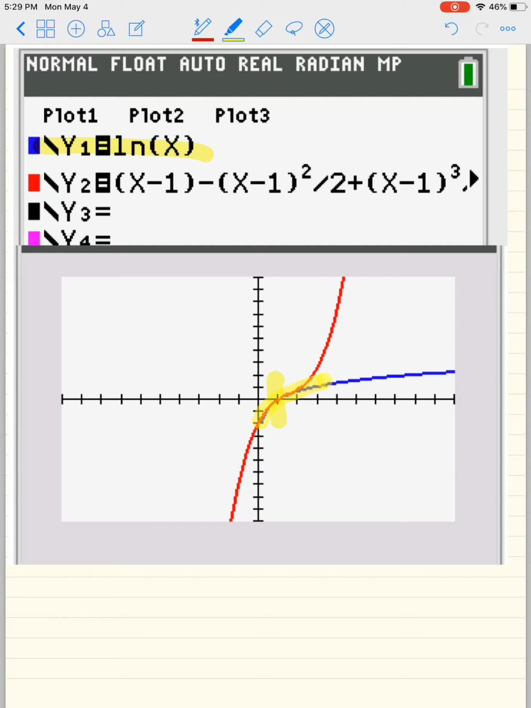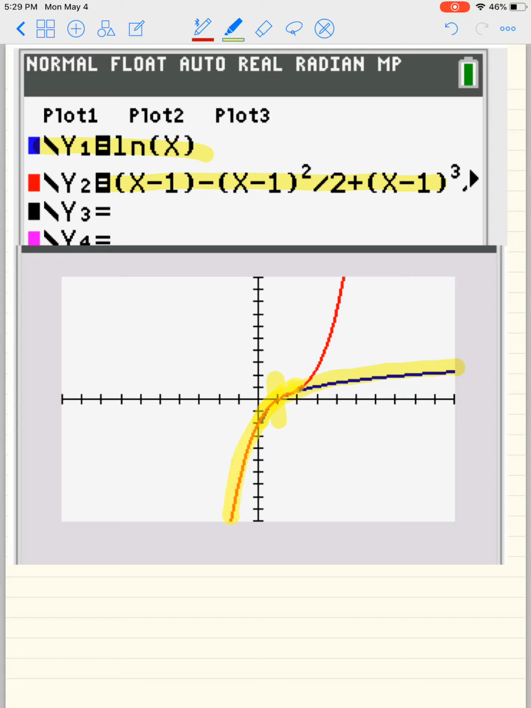We know that because natural log of x looks like that. Now, the red is this polynomial that I reduced, which was x minus 1, minus (x minus 1) squared over 2, plus (x minus 1) to the third over 3, and so on.